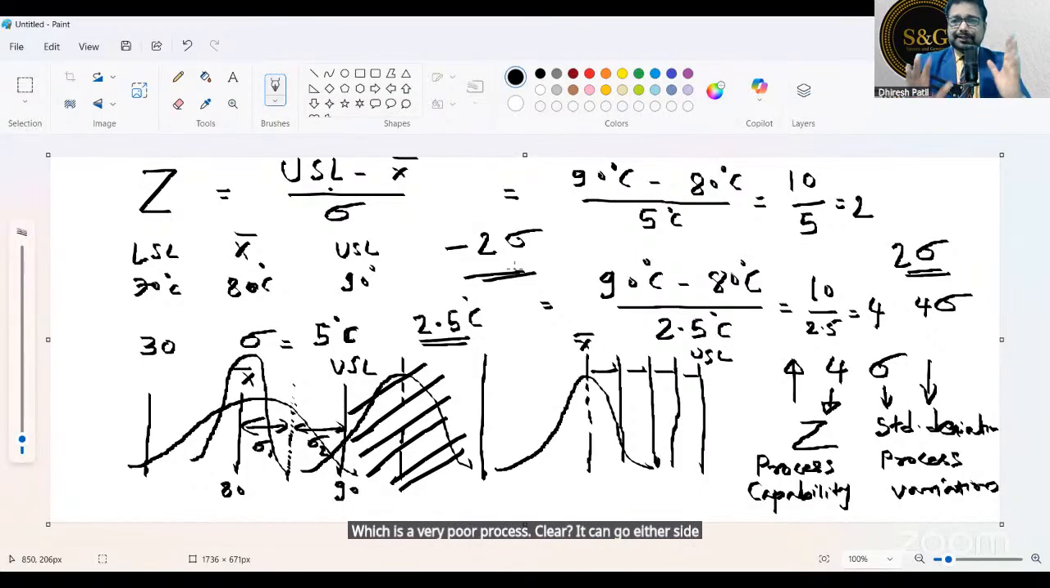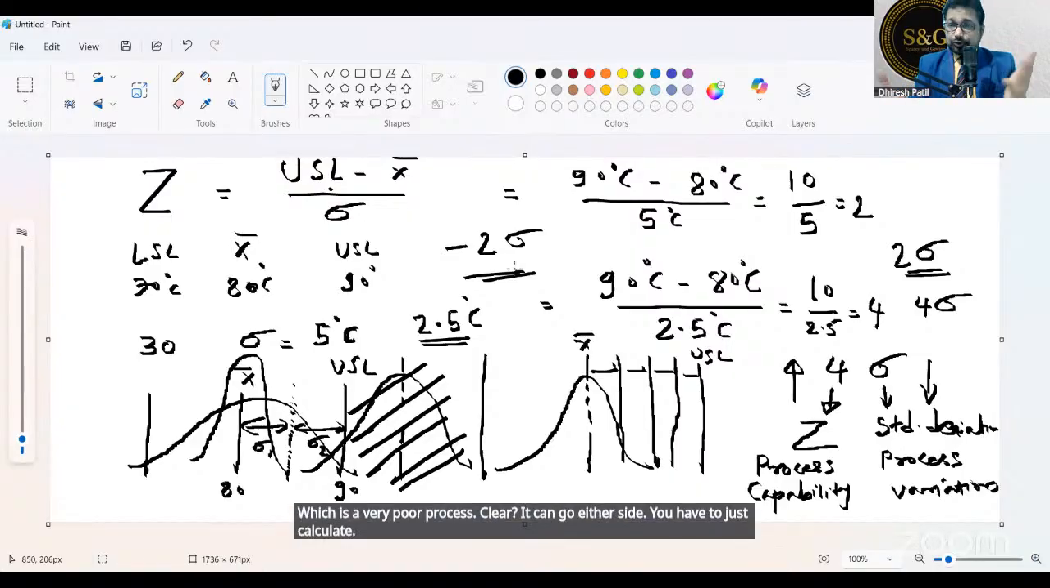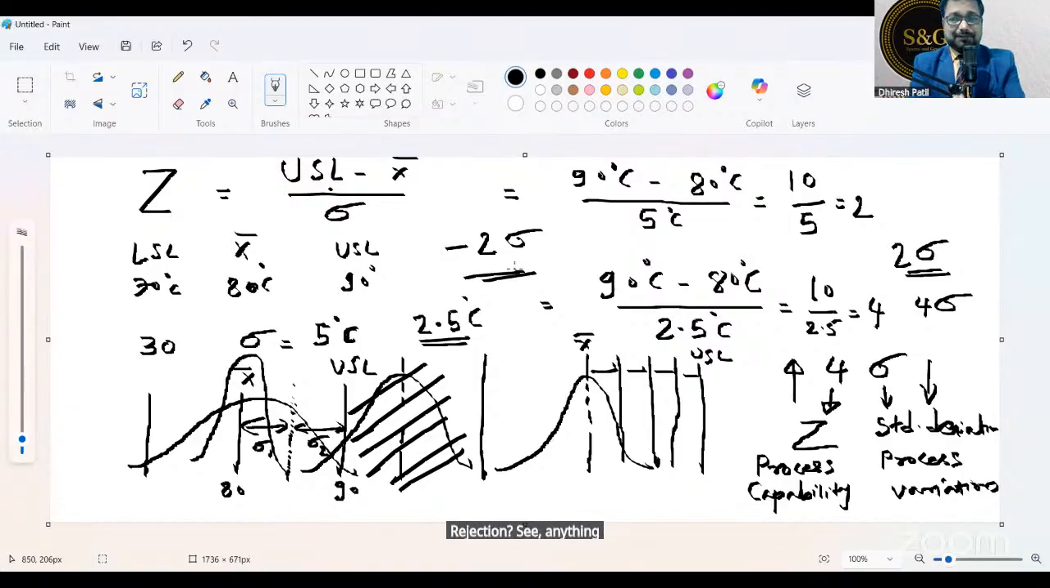You have to just calculate. और जितना भी बाहर जाएगा उतना सब रिजेक्शन है. See, anything which is going beyond specification is rejection. Clear? Super, super.